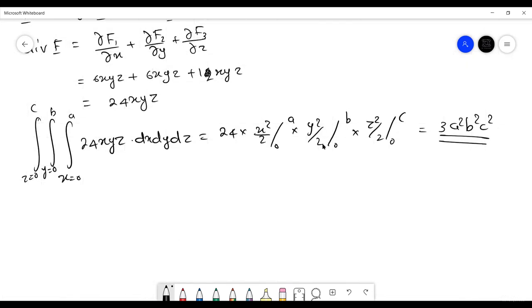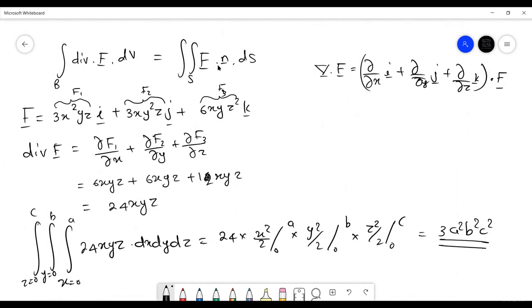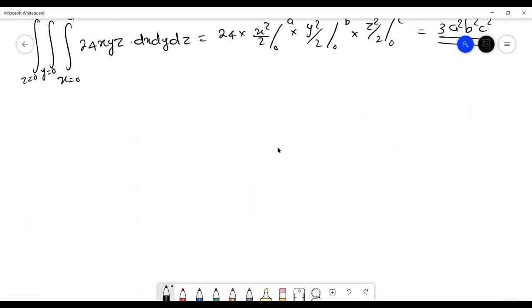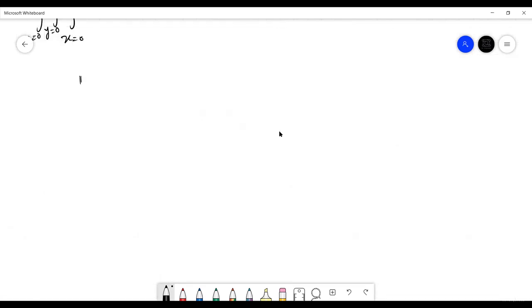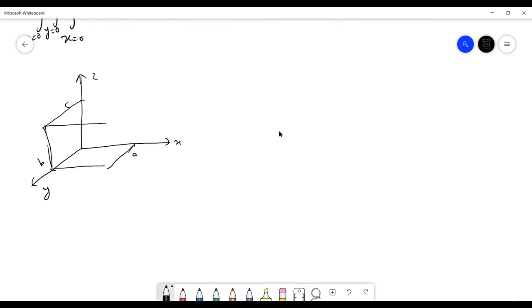In the next part, the other side, we need to know the unit vector for each surface. So n is the unit vector pointing outward from each surface. We'll quickly draw a figure so that we can easily identify it. Let's say this is x, this is y, and this is z. Here the value is a, here b, and here c. So this would be our figure. There are totally 6 surfaces, so we have to do this 6 times.